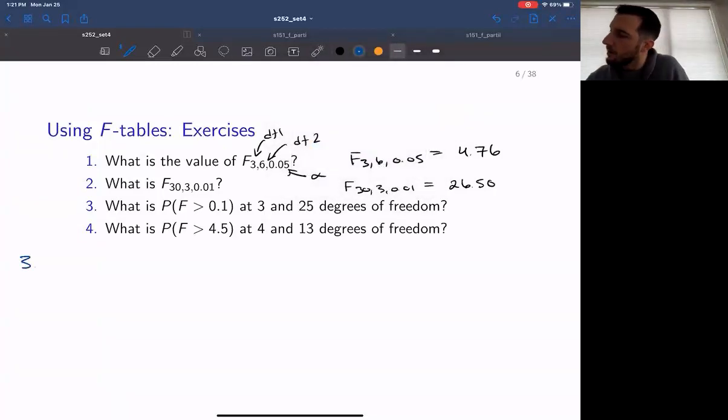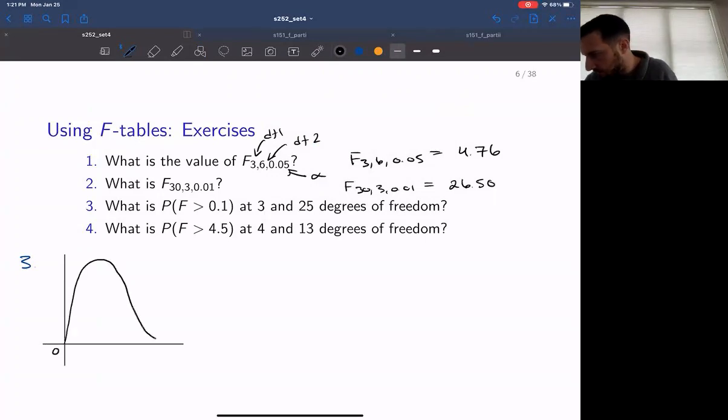Question 3. Okay, so in question 3, we're asked, what is the probability F exceeds 0.1 at 3 and 25 degrees of freedom? So this would be an example of finding a p-value using an F-test. To sketch this problem out, we can start by sketching an F-curve. Our F-curve is a right-skewed curve that starts at 0 and goes to positive infinity. We have an F-value of 0.1, okay? And we want to know the probability that we exceed 0.1.